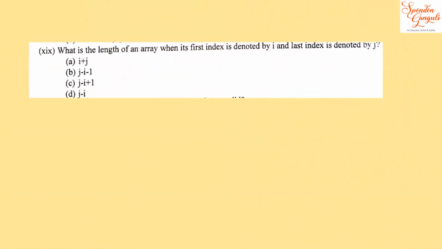Next, what is the length of an array when its first index is denoted by i and the last index by j? The correct option is j minus i plus 1. That is option C. Here it's misprinted. It is option C, j minus i plus 1.